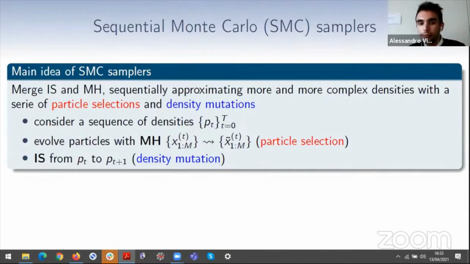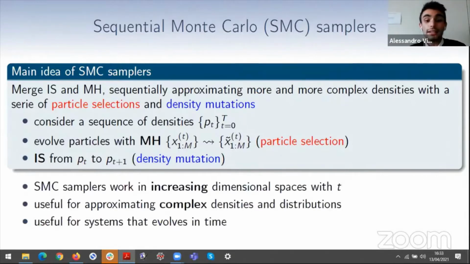What is not clear from this brief and quick introduction to sequential Monte Carlo samplers is that we are working in an increasing dimensional space that grows with the t, that can be seen also as time, and that these algorithms are useful for the approximation of complex densities and distributions, because if you think, for example, of importance sampling, it is non-trivial to find a density in high dimensional spaces where the proposal and the samples belong to a non-negligible region for P.